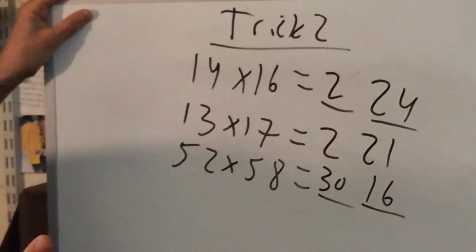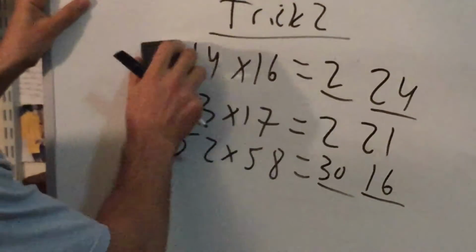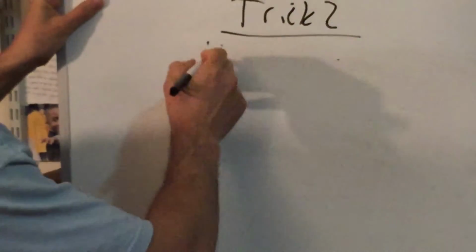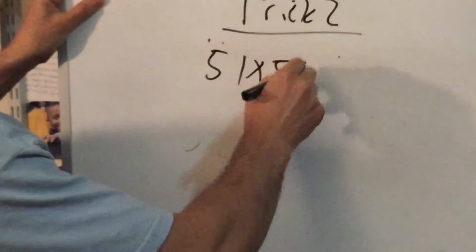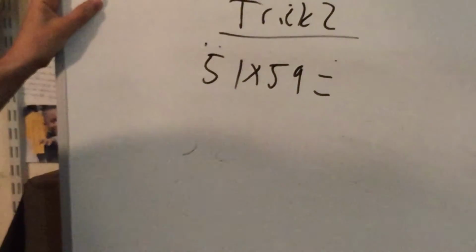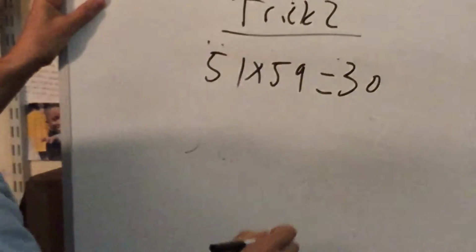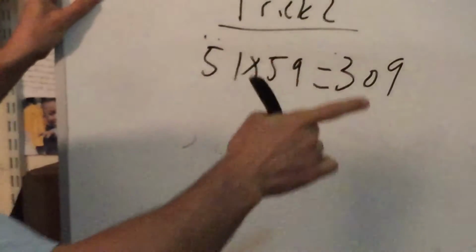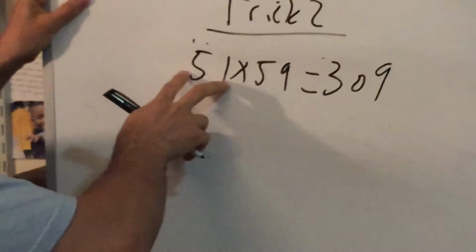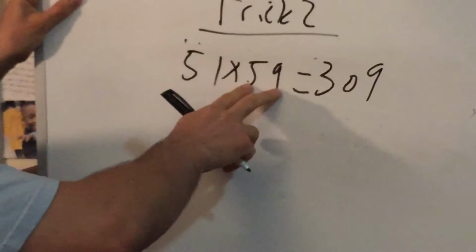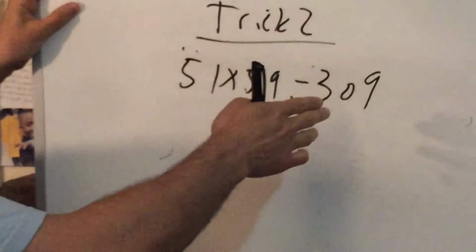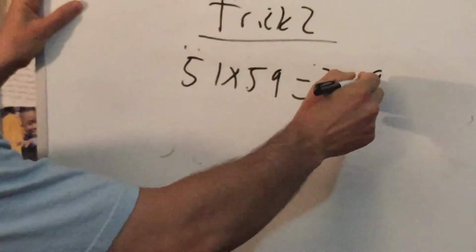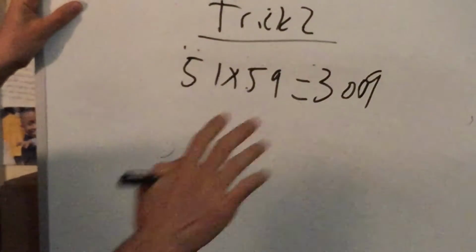All right. Now, again, before you guys go and start using this, there's one thing I should mention. All right, use trick 2. Tell me what you get. 309, right? Does that seem reasonable to you guys? Well, 50 times 50 is already 2,500. So either the trick's not working or something went wrong. So when you have a 1 and a 9, it should be 09. That's the only catch to it.